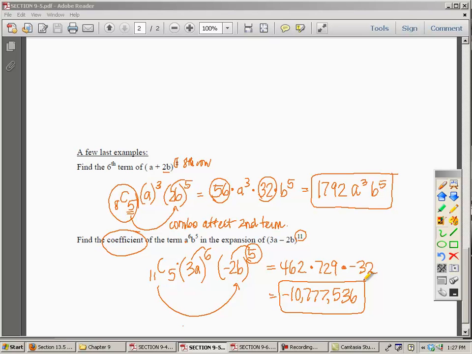And again, don't forget, the combination matches your 2nd exponent. And that's kind of the key as you're finding specific terms.